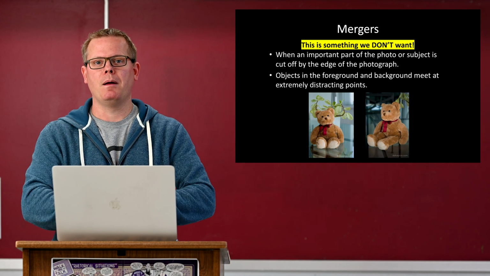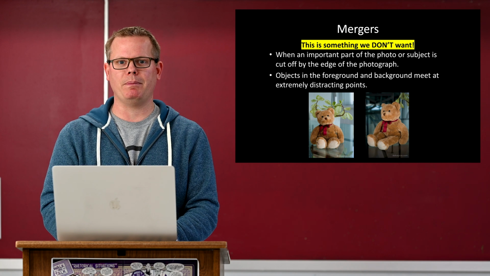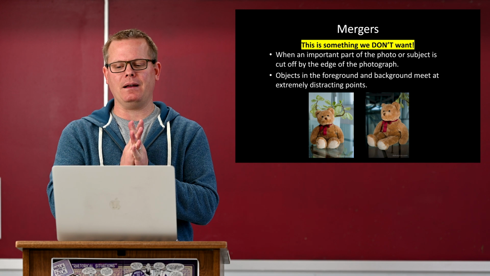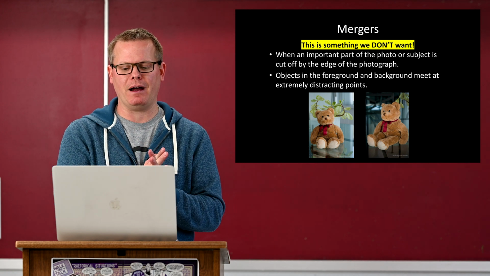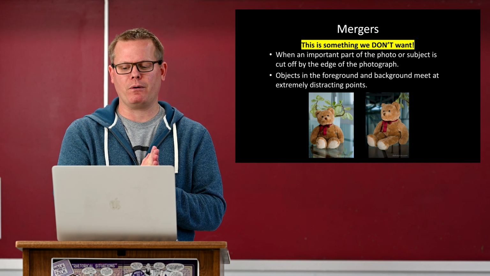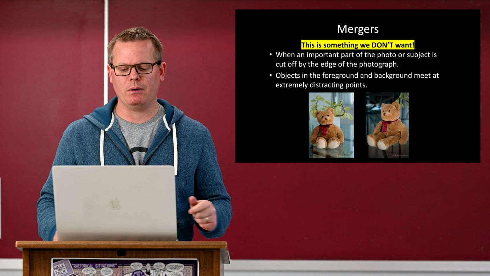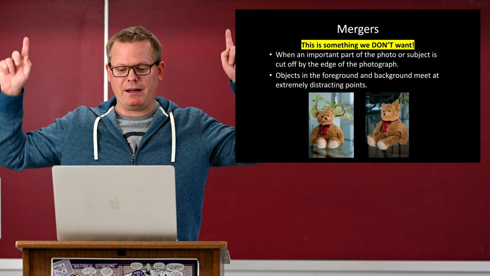Okay, next rule, mergers. Don't do it. Or at least don't do it by accident. So what we're looking at is when an important part of the photo or subject is cut off by the edge of the photograph, or when objects in the foreground and background meet at extremely distracting points. So in the first image here, that's a merger problem, right? Because it looks like he's got horns sprouting out of his head.